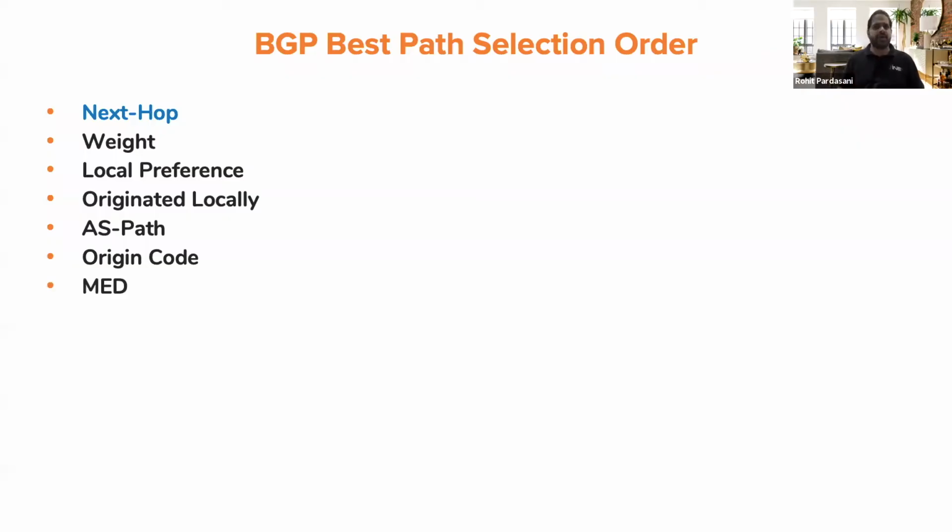The next criteria would be MED. MED is not well known. It is optional. And it is non-transitive. Like I said, the definition of being transitive is that it goes from hop to hop of AS. But MED, if I advertise to an eBGP neighbor, he would see MED, but he would not give it to another eBGP neighbor.